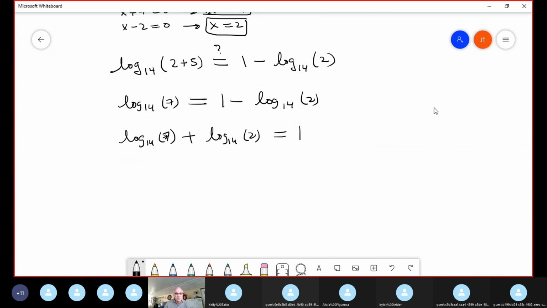Again, using property number 5. Entonces, logarithm base 14 of the multiplication. The multiplication is 7 times 2, 14. Wow. And as you know very well, property number 2 we studied is when the base and the argument are the same, it is 1. Entonces, true, super true. And 2 is the only solution that we have in this equation.